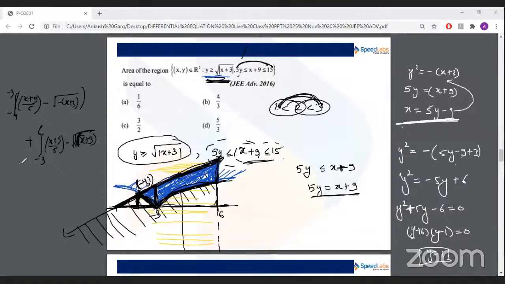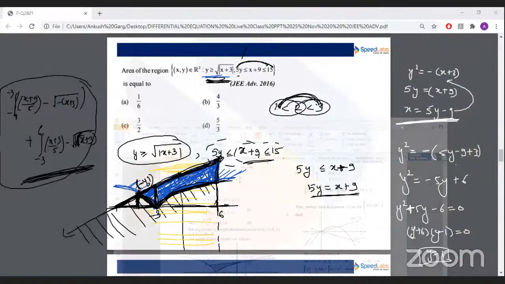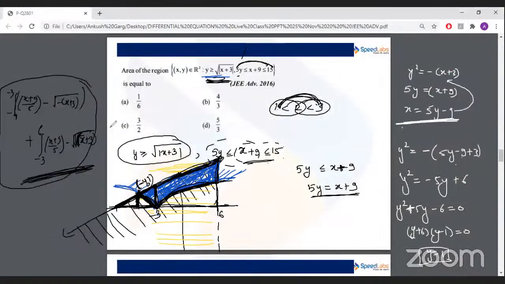So this will give you your final answer. I'm not solving the integration; I hope you can do the integration by yourself, because it is a little bit lengthy. Let me tell you, the answer will be option number C, that is 3 by 2. Correct answer will be 3 by 2.